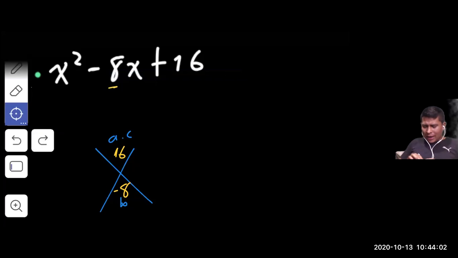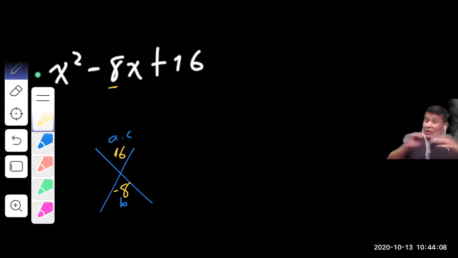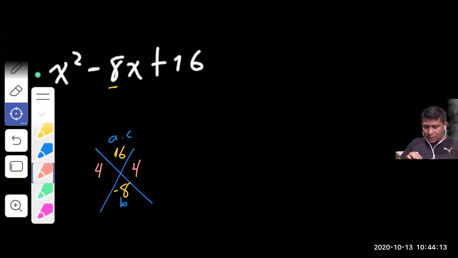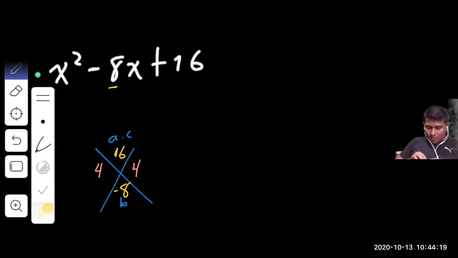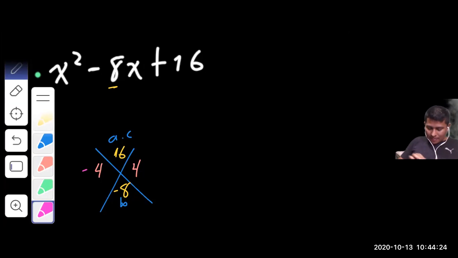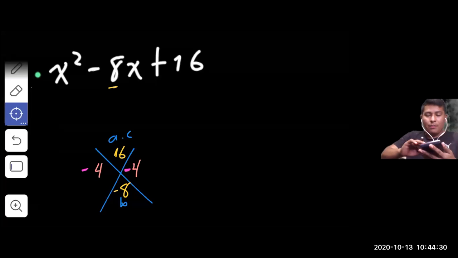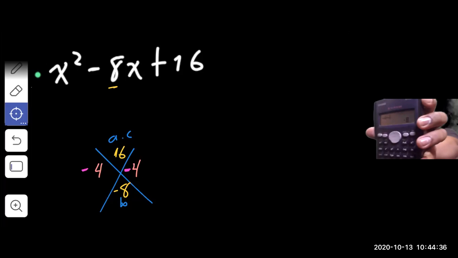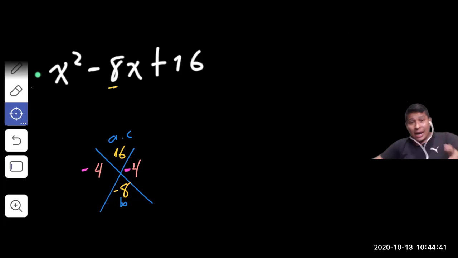And how can you factor 16, guys? 8 times 2, or 4 times 4. 4 times 4, you get 16. But the sign, guys, you need to get negative. If you have 4 and 4, how can you get negative 8? Negative 4, both of them, right? If you don't believe me, use your calculator: negative 4 plus negative 4 equals negative 8. It's negative 4 and negative 4.